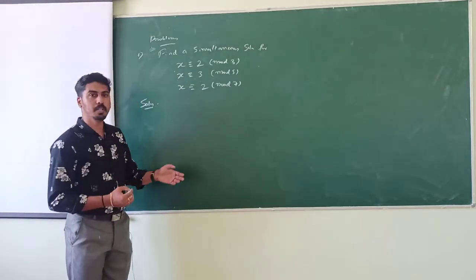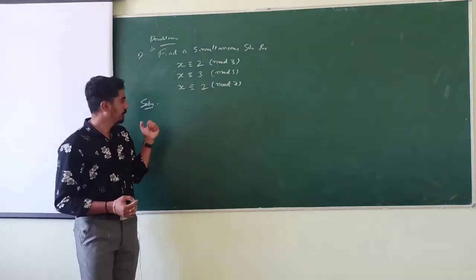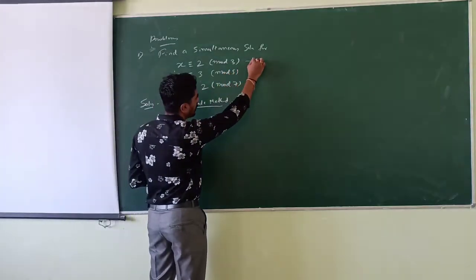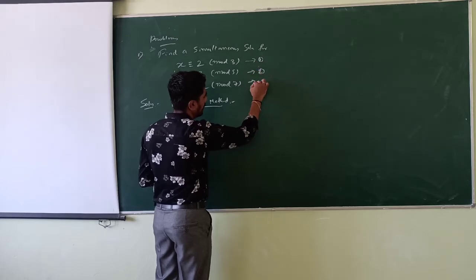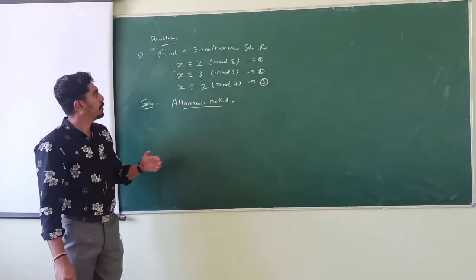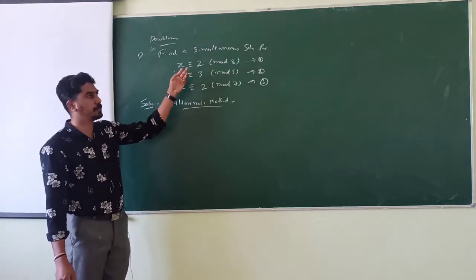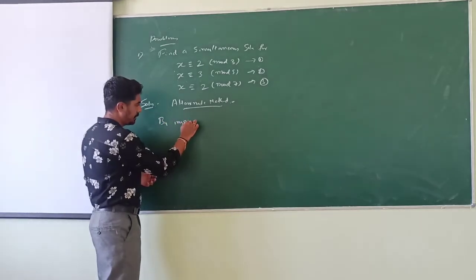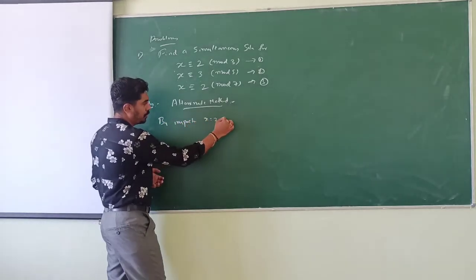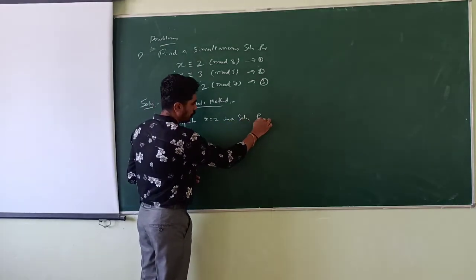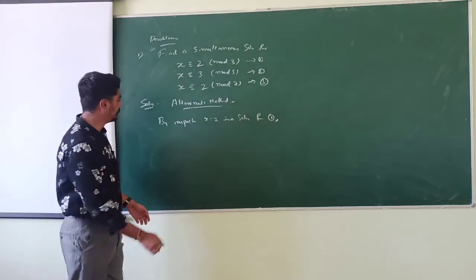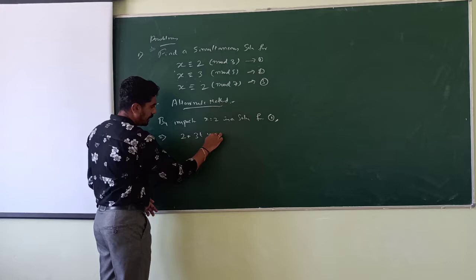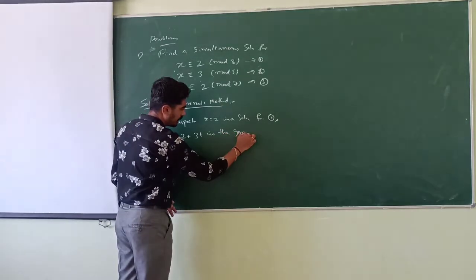We have one more method of solving this problem, an alternate method. First, I consider this congruence as 1, this as 2, and this as 3. We can find a solution for the first congruence by inspection. x equal to 2 is a solution for 1. So 2 plus 3t is the general solution.